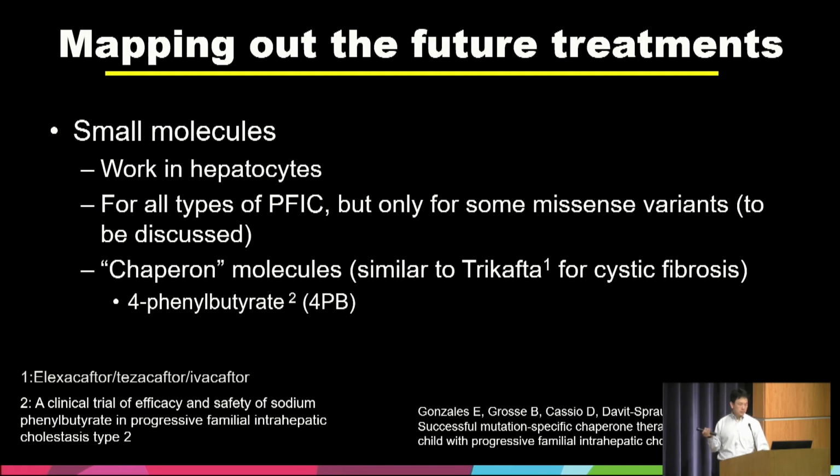One example is the chaperone molecule, which is similar to Trikafta, which was approved and is effective for cystic fibrosis, especially for BSEP, which is a similar molecule to the one missing in cystic fibrosis. So this approach is actively investigated, and it's coming to clinical trial.